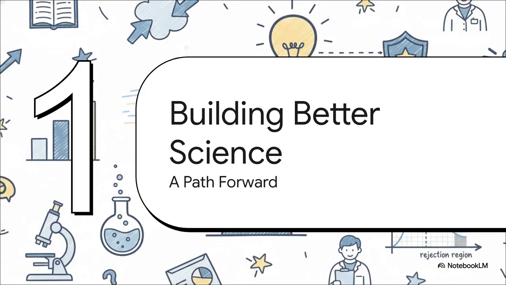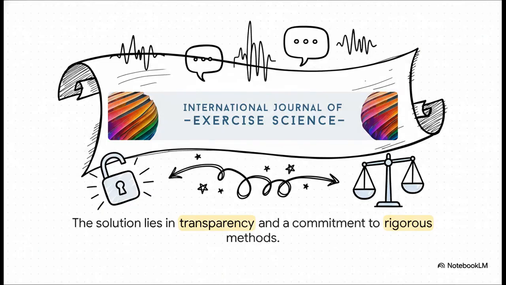Okay, so yeah, it's a complicated problem, I get it. But the good news is, this editorial doesn't just point out all the flaws, it actually offers a really clear path forward. So, how do we fix this? How do we build a stronger, more trustworthy scientific process? The solutions are actually coming from inside the scientific community itself. And the core idea isn't some fancy, complex new statistic. Nope. It's really just a commitment to two basic fundamental principles: transparency and rigor.